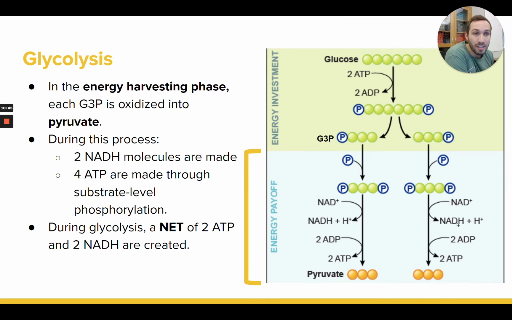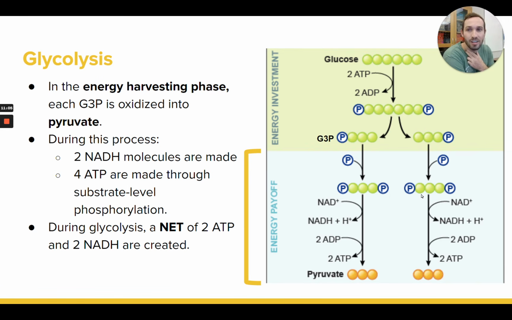Same thing happened over here. And so we just stole our first 2 pairs of electrons. This pair of electrons was stolen, and then this pair of electrons was stolen. And again, whenever you see NADH, just know he's holding on to a pair of high energy electrons, and those electrons originated in glucose. That's where they came from before it started breaking down into these guys.